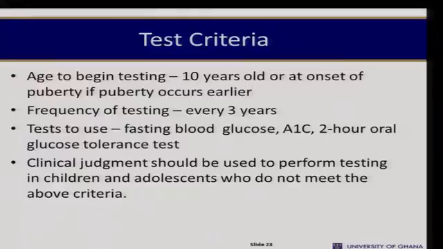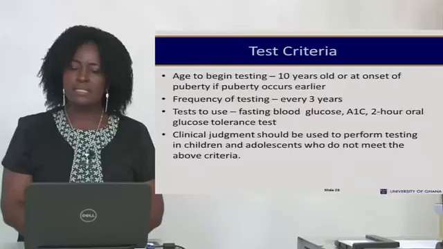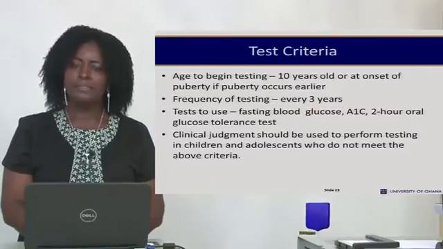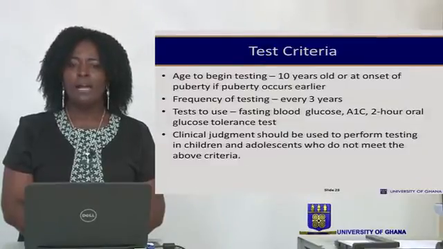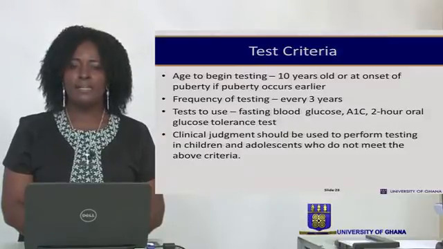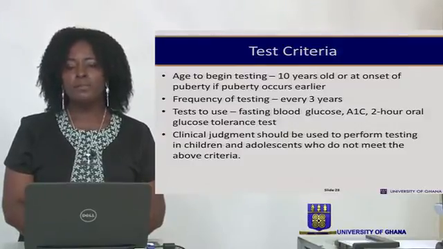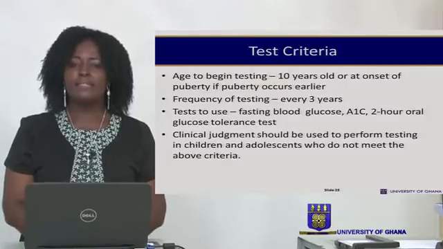So, test criteria. When do we start testing children or assessing for the possibility of diabetes? We have said that in children 10 years and over who are obese, it is time to start looking at these. Or if the child is an early maturer and puberty sets in early, then you may go below age 10 and start at age 9.